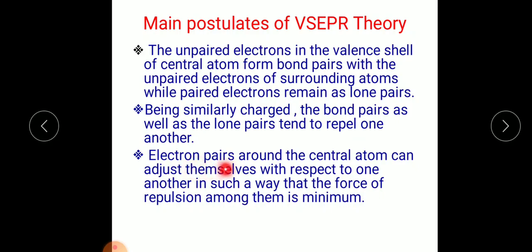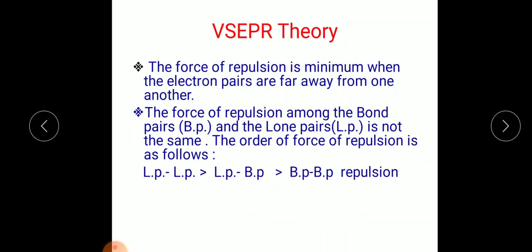Third point: electron pairs around the central atom can adjust themselves with respect to one another in such a way that the force of repulsion among them is minimum. So the electron pairs, that is the bond pairs and the lone pairs, will adjust in such a way that the repulsion becomes minimum. Fourth, the force of repulsion is minimum when the electron pairs are far away from one another.